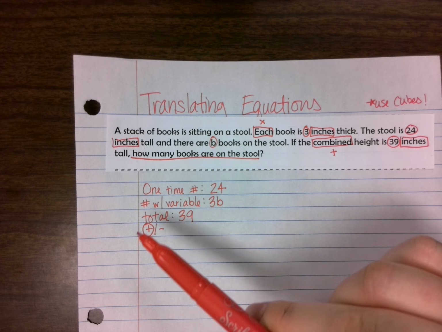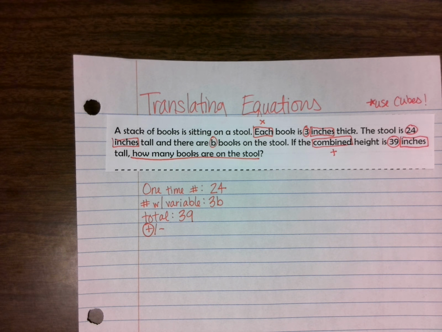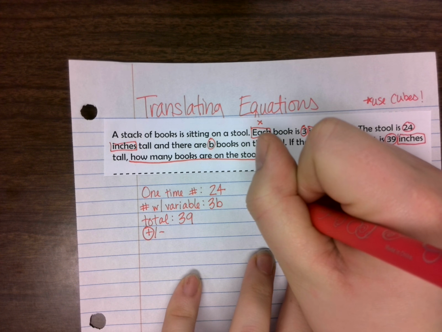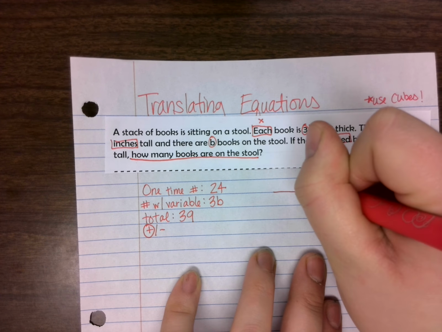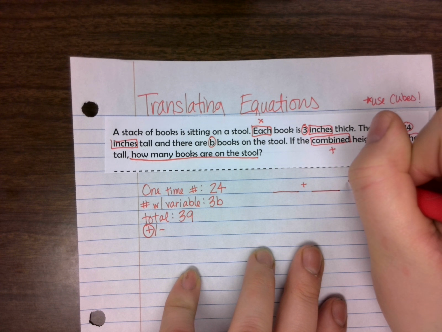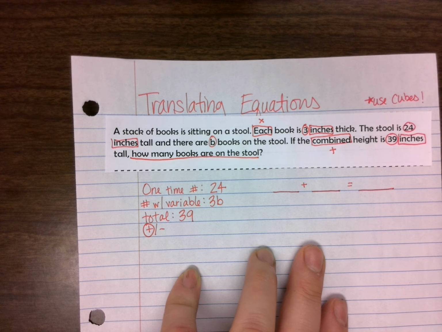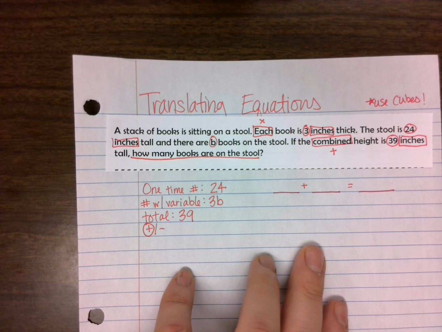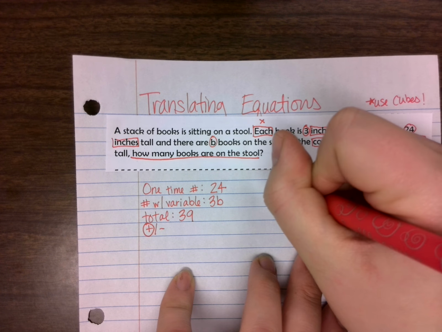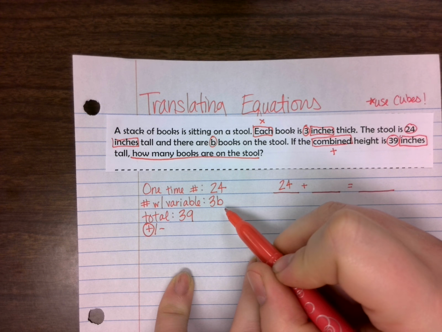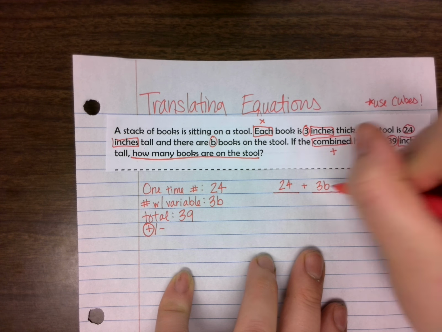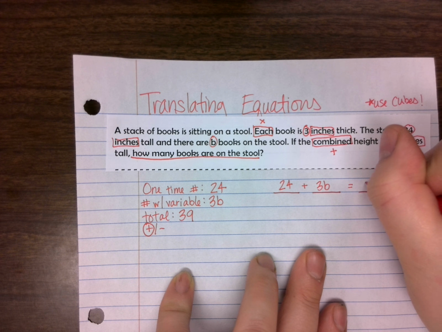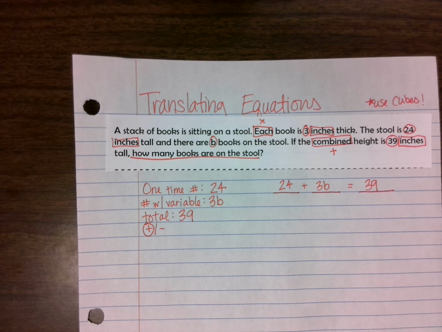So now we want to take all this information and put it together in an equation. I'm going to have some number plus some other number equal that total. So our one-time number, 24, plus our number with our variable, 3b, is equal to 39. And that's our equation for the situation. You can go ahead and solve it. Please pause the video and go ahead and do that for me.